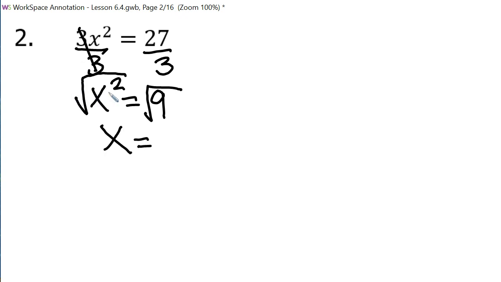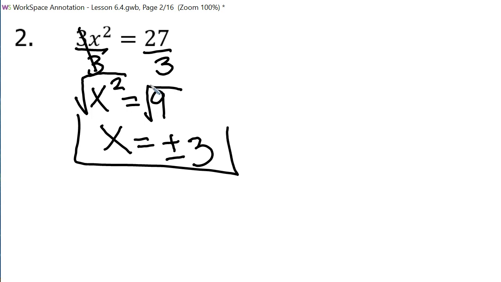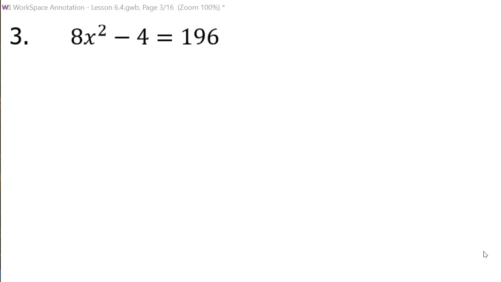And what is the square root of 9? How many answers are we supposed to have? 2. So what is the square root of 9? Positive and negative 3. So make sure when you take the square root, you keep the plus or minus so that you include both answers. Next one, number 3. Is the x squared by itself? No.